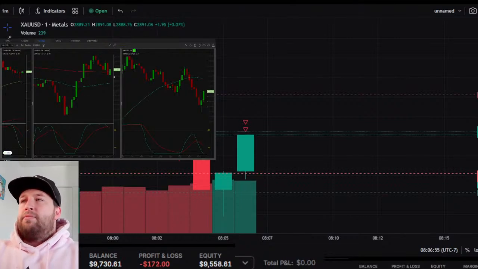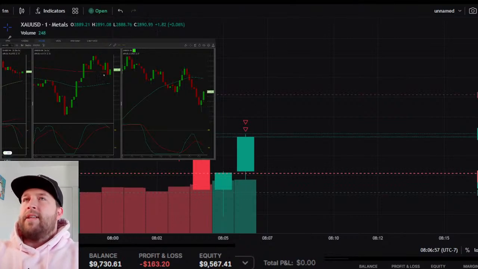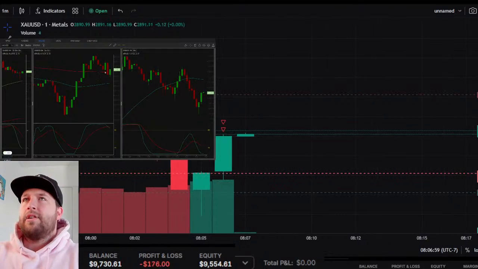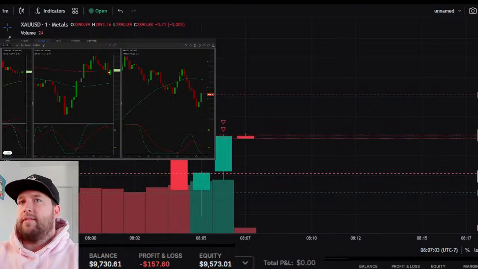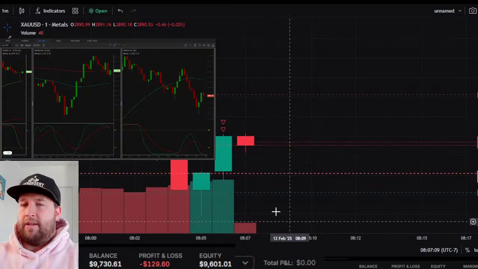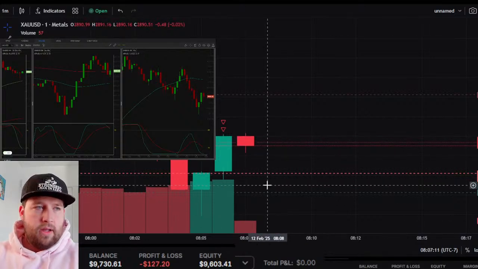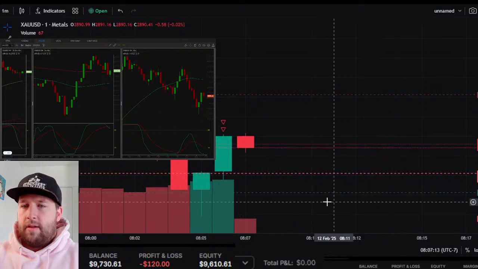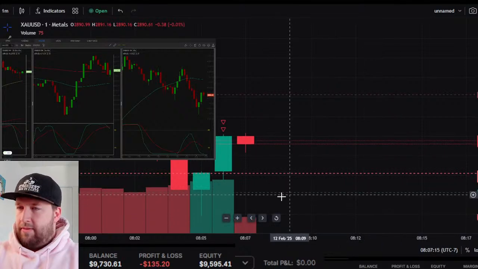Yeah, this is what I was worried about, this reaction to this 200 moving average. So hopefully it doesn't really want to bounce off of that. It keeps wanting to fight. So here's our first take profit level right here.